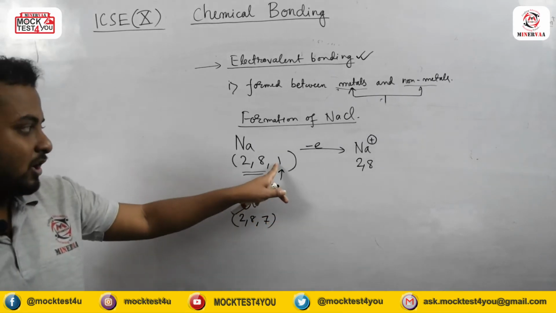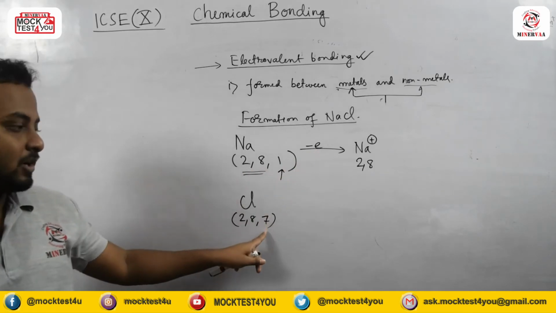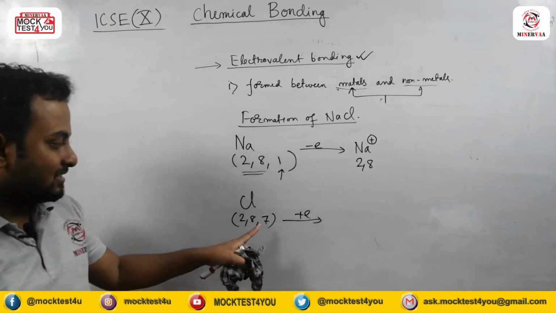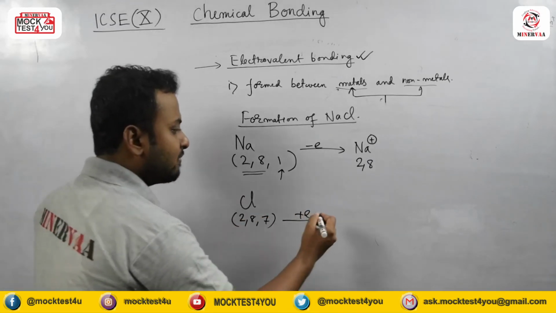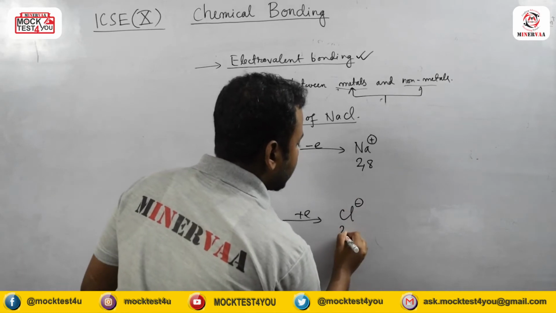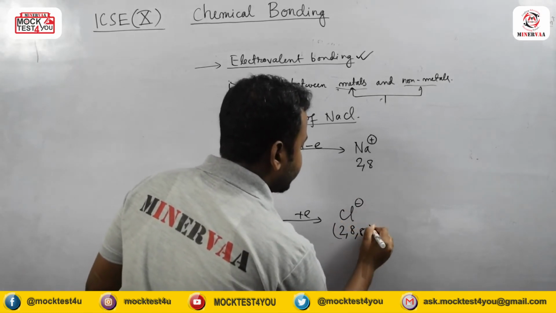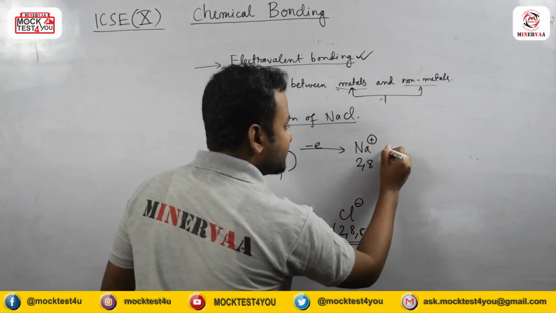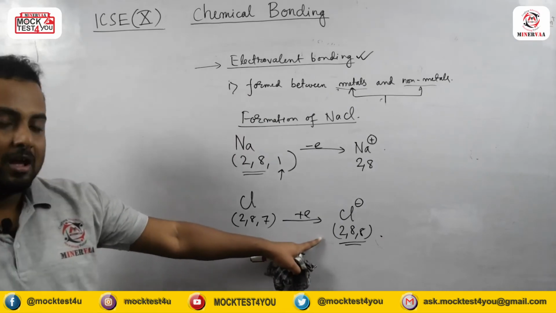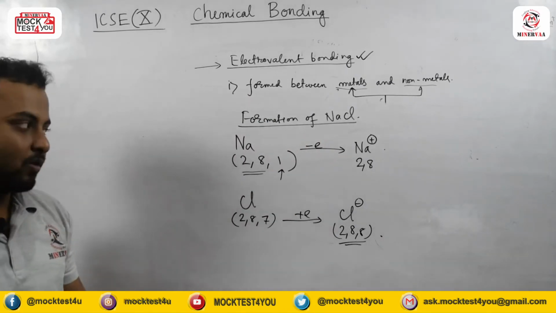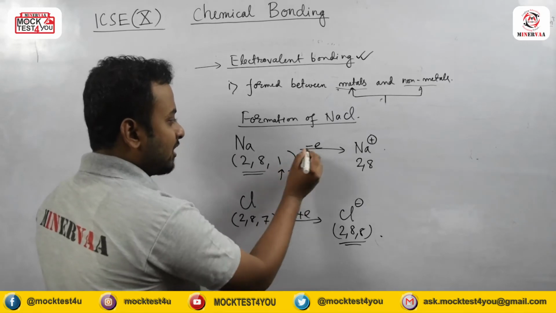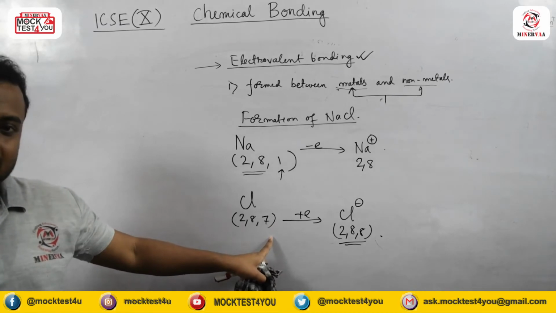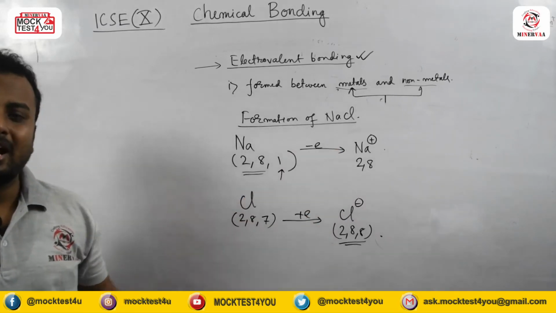Similarly, the electronic configuration of chlorine is 2, 8, 7. The electron lost by sodium will be received by chlorine. When it receives one electron from sodium, this 7 will become 8, and the octet will be completed. Very simple. So sodium has become stable and chlorine has also become stable by the transfer of electrons. One electron is getting transferred from sodium to chlorine, and both of them are attaining stability.